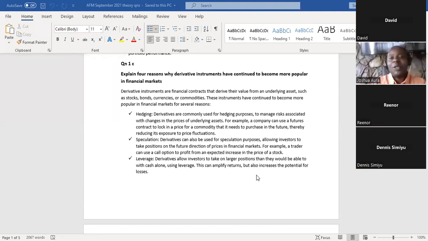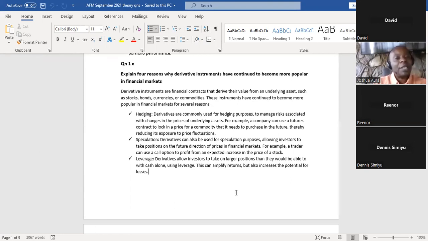Derivatives derive their value from an underlying asset, such as stocks, bonds, currencies, or commodities. These instruments have continued to become more popular in financial markets for several reasons. They're used for hedging purposes to manage risks associated with changes in the price of underlying assets. So they're becoming popular because people are using these derivatives to protect against risk, and also for speculation. You can see in this case, like when I was reading this, you were able to pick that because of the opposite kind of relationship here. People use derivatives for gambling purposes. They use them for leverage.